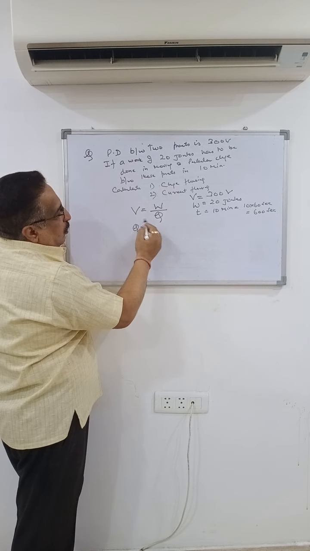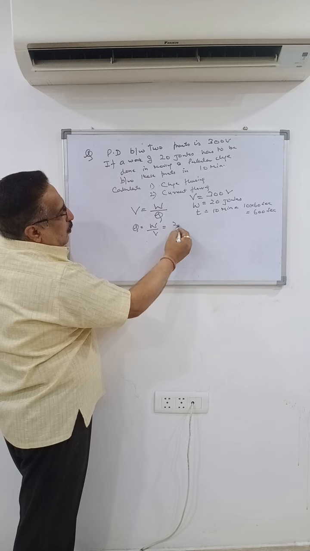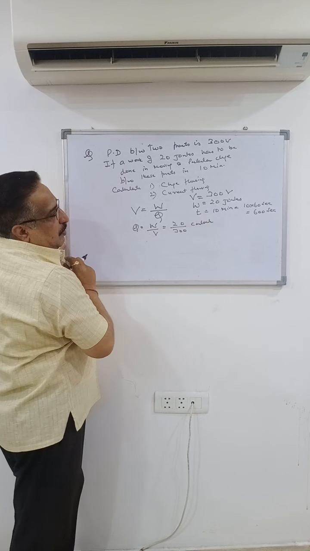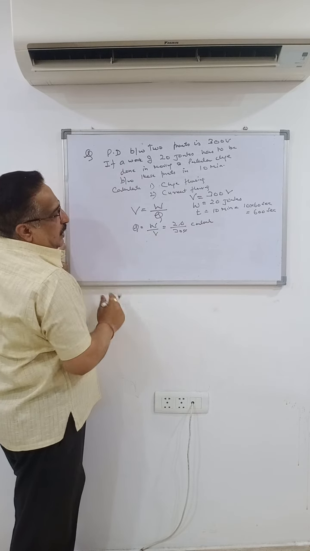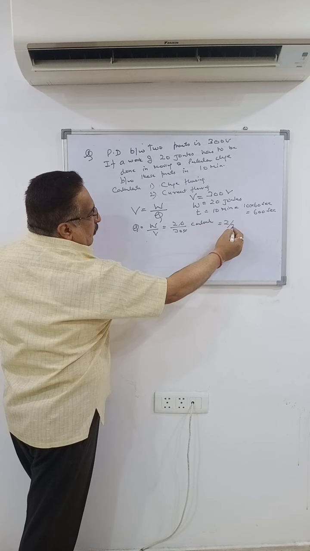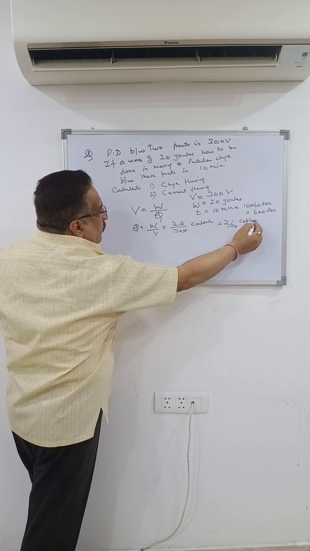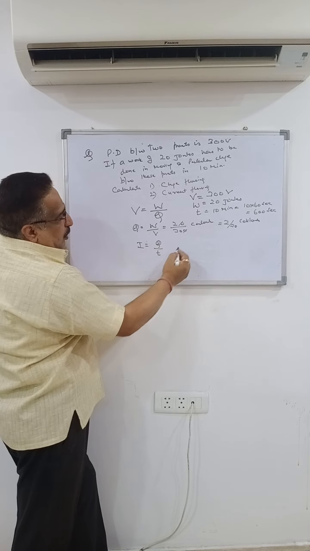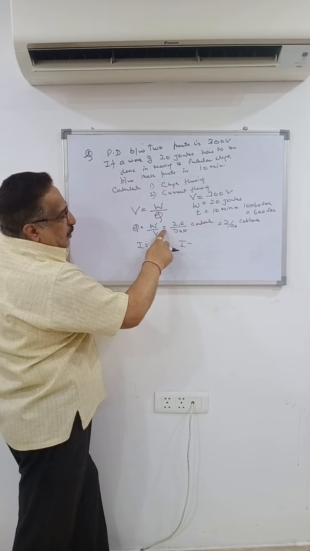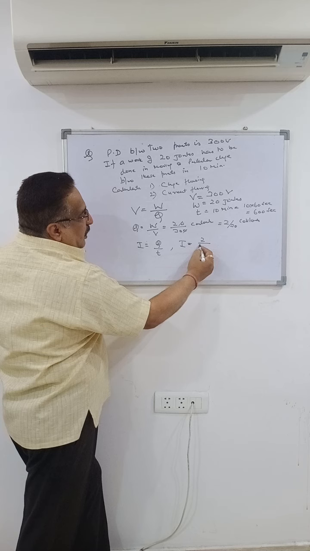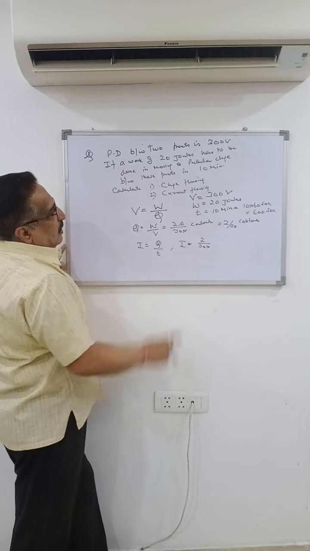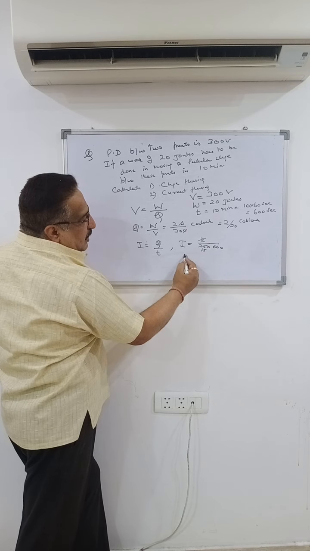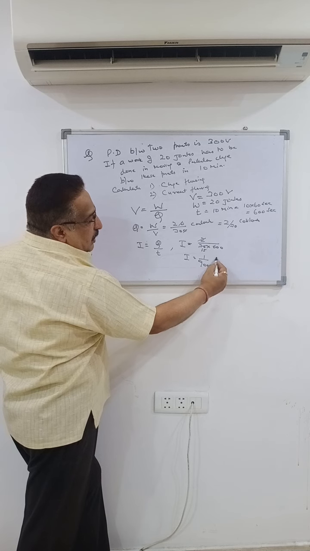So Q will be equal to W by V, equal to 20 upon 300 coulombs. Charge has come out to be 20 by 300, 2 by 30 coulombs. Now what is current? Current is equal to Q by T, or current will be equal to Q you have calculated to be 2 by 30. What is the time here? 600 seconds, divided by 600. I comes out to be 1 by 9000 amperes.